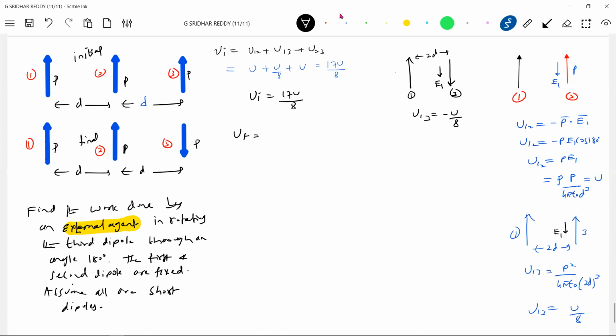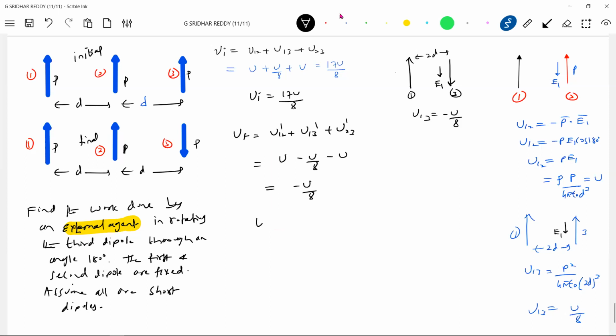Now the final potentials are U12 dash, U13 dash, U23 dash. No change in 1 and 2; as usual, 1 and 2 will remain the same. Now there will be a change between 1 and 3. How much will it be? Minus U by 8. U23 will be minus U. Minus U by 8 it comes.